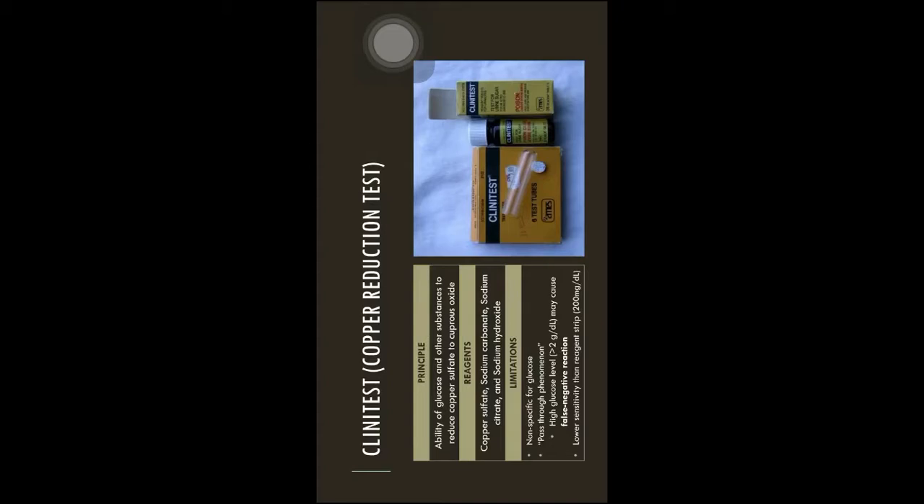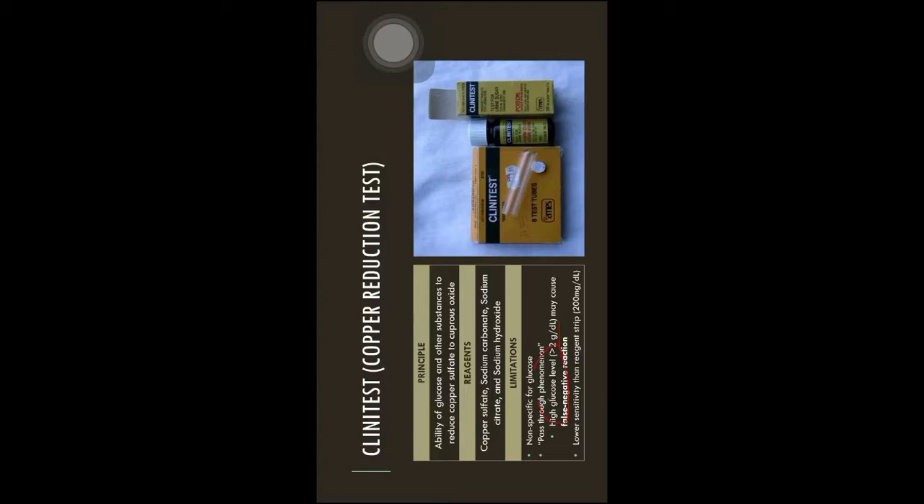Next, another limitation is the pass-through phenomenon. What is the pass-through phenomenon? A result that should be positive turns negative, causing a false negative reaction. Why does it happen? The glucose level is too high, usually greater than 2 grams per deciliter. At this level, it is no longer within the range that the Clinitest can measure. That's why it gives a false negative reaction.